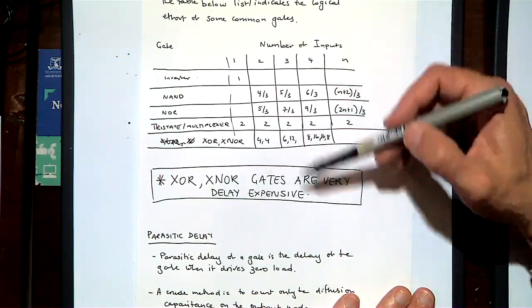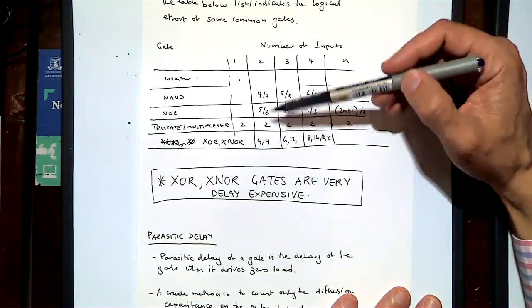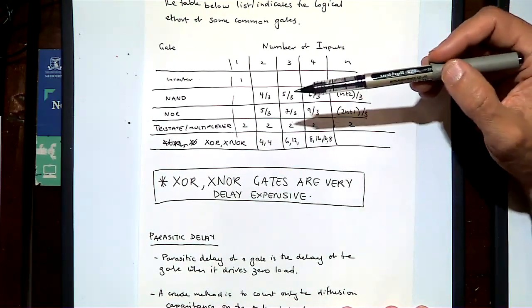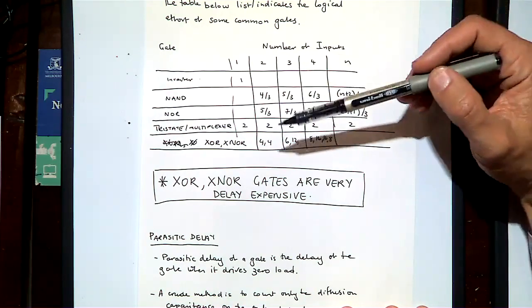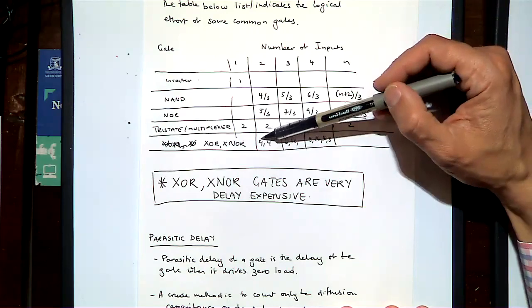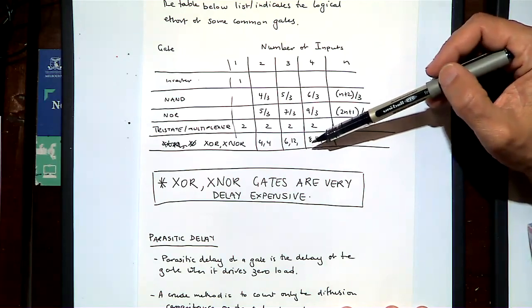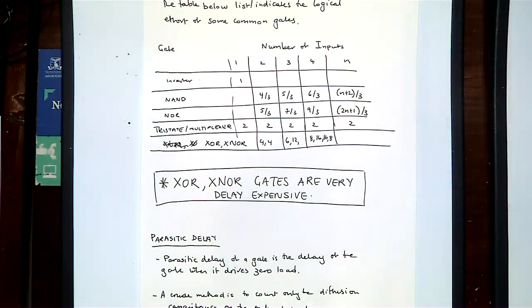Other than the number of inputs, as you can generally see, as the number of inputs increases, the logical effort also increases. But the most important thing to realise is that XORs and XNORs are very delay-expensive devices. So even when you're doing your Karnaugh maps, determining logic from a truth table, the simplest circuit isn't necessarily the fastest circuit.